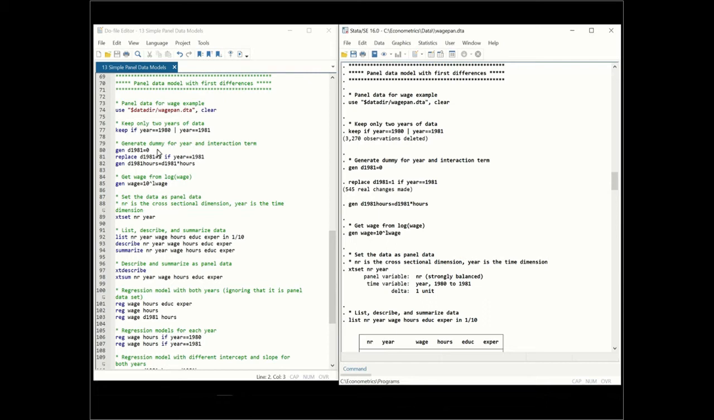So before we start, let's generate a dummy for the year in interaction terms. So we're going to generate a dummy variable 1981 equals 0, and then we would be replacing it equal to 1 if we're in the second period, this period here.